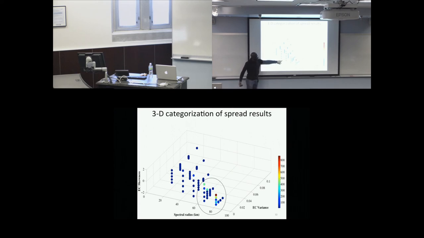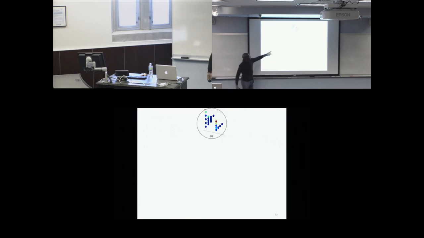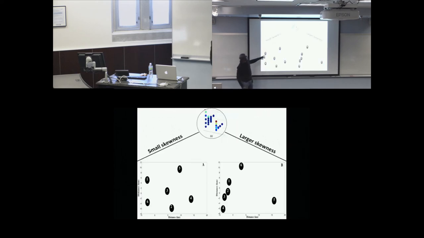And in these cases, we actually have a reason why that's happening. Where you have similar spectral radius, similar variance, but varying skewness, you get exactly into this case right here, where small skewness means you have a hub in your system. And so it's really driving spread everywhere, as long as you get there.